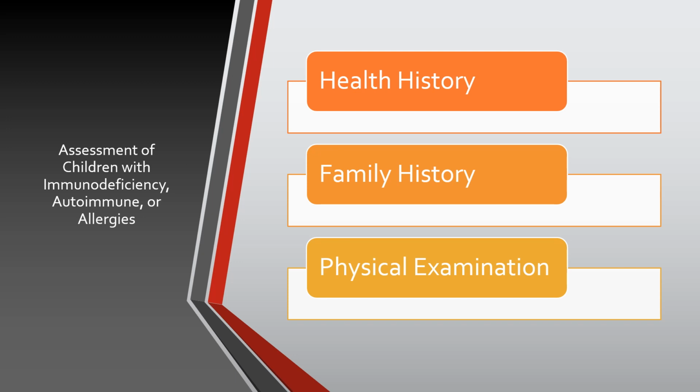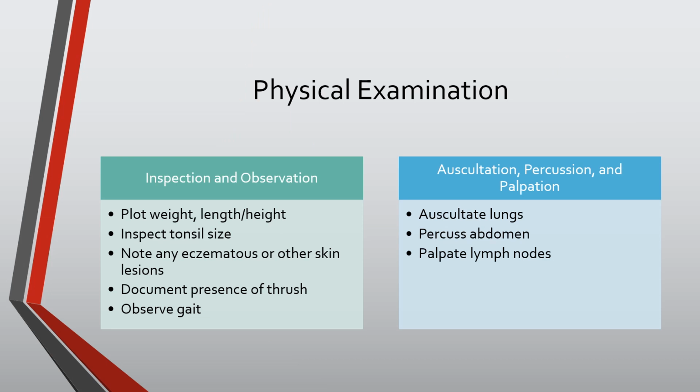Then we're going to talk about family history. Family history could be positive for immune deficiency or autoimmune disorders, and that would help us guide our assessment. And then we're going to do that physical examination. So physical examination, we're going to inspect and observe, right? Least invasive to most invasive. We're going to plot our weight and our length or height on the appropriate growth chart to see the trends.